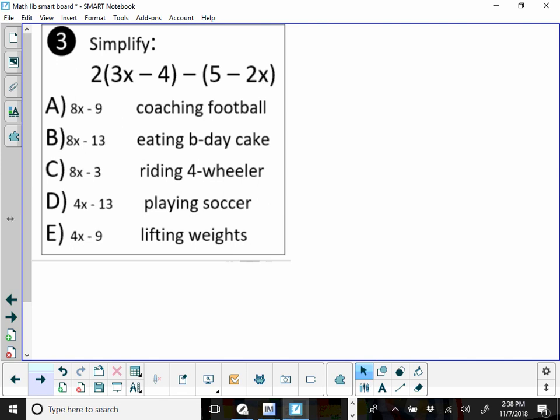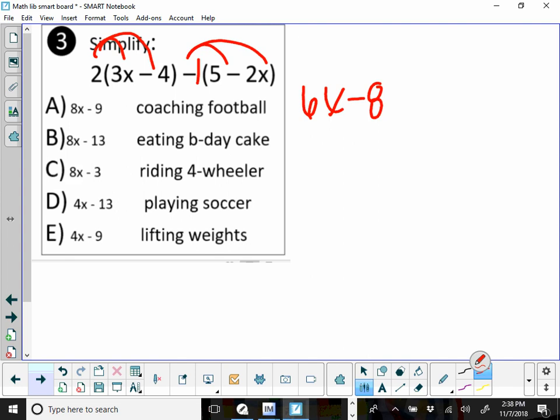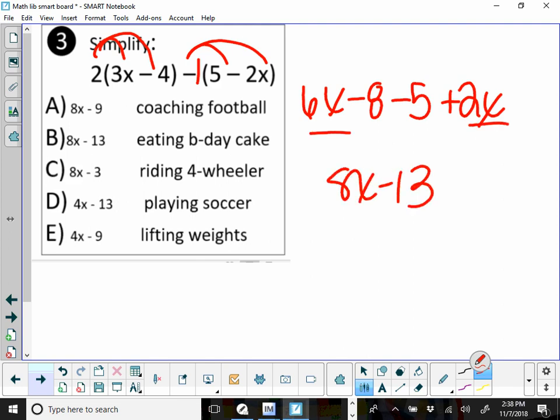All right, number 3 is going to be a distributive property problem. All right, so we're going to distribute first, which is going to give us 6x minus 8. So in other words, the 2 times everything. And then this is an understood -1. Okay, a lot of y'all do that for the minus 5, but you forget it for the minus 2. It's going to make that plus 2x. And now you're just going to combine like terms. So that's going to give you 8x minus 13, making your answer eating birthday cake.